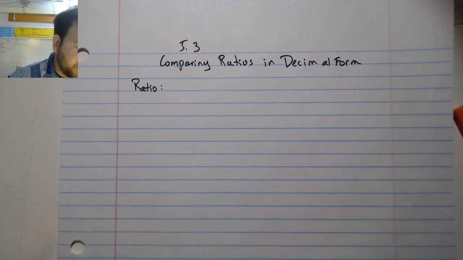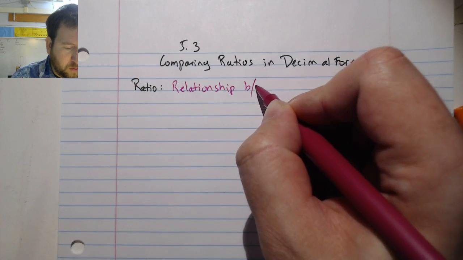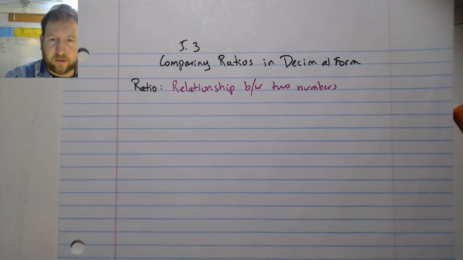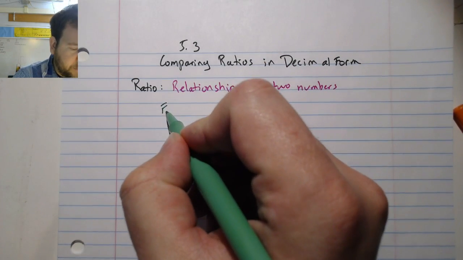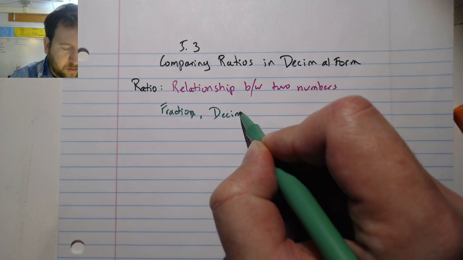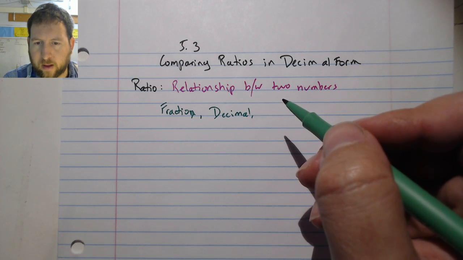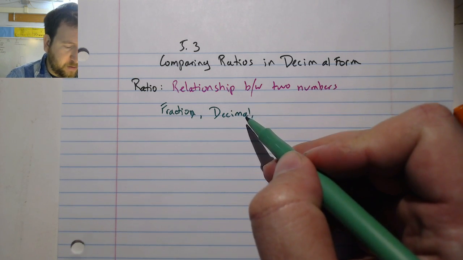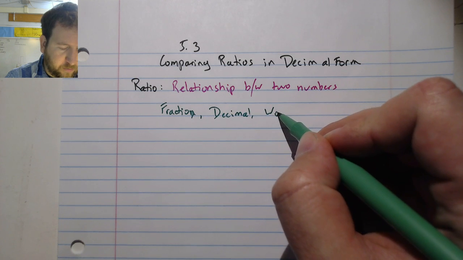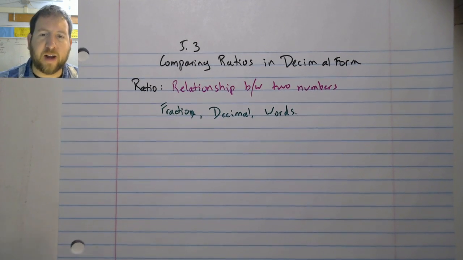is a relationship between two numbers. And it can be all sorts of things. It can be a fraction. It can be a decimal. And it can be a, what else am I missing? Fraction, decimal, or it can be words as well. And today all we're going to be doing is we're going to take a ratio and write it out in decimal form.